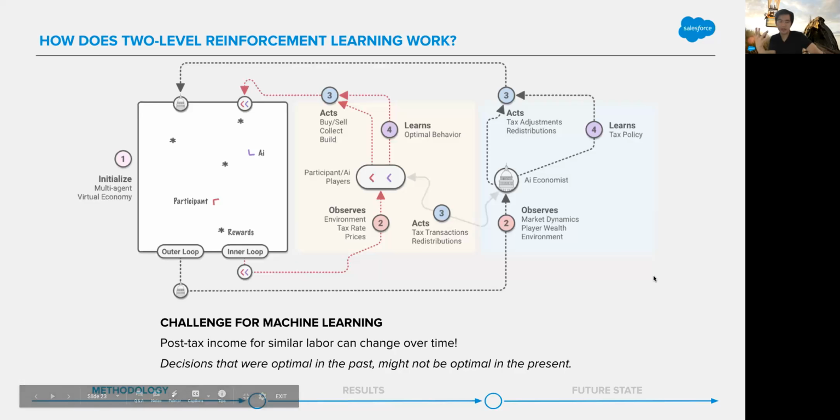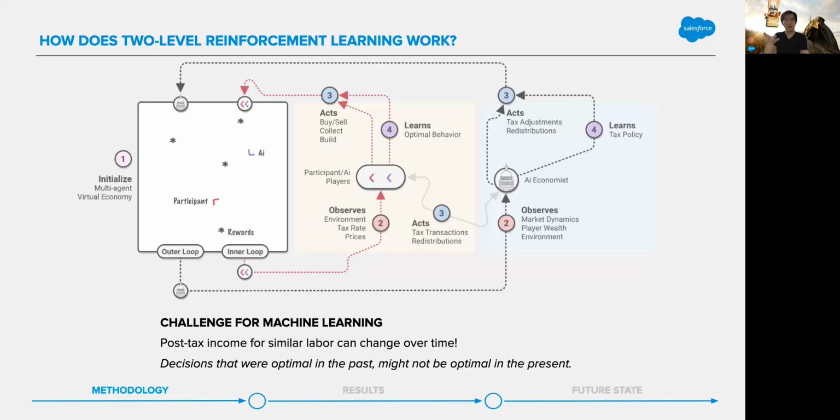And what is hard here, again, is that because this reward function is constantly changing, because the taxes are constantly changing as these agents are using reinforcement learning, they're constantly seeing their reward function change over time. Another way of saying that is that your post-tax income for the same amount of work might change over time. So this year, I might get paid 50% as much as I was last year. In particular, that means that any decision I would make that I thought was optimal last year might not actually be optimal this year, right?